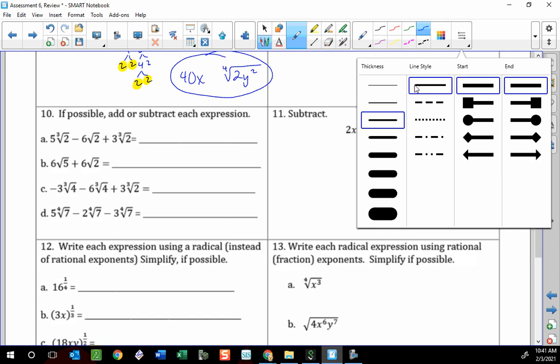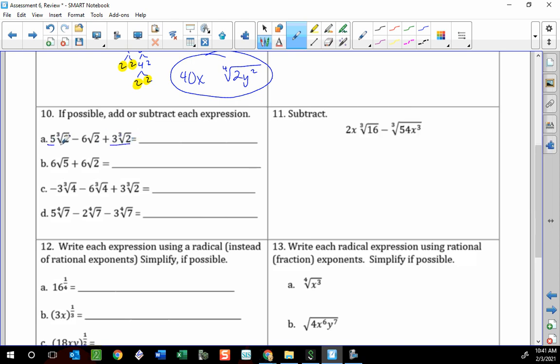So here we go. So this guy right here, if I look along here, 5 cube root of 2, I see another cube root of 2 over here. So this matches that. I can put those together. 5 plus 3 is 8. So I get 8 cube root of 2. This minus 6 square root of 2, it just sits there. 6 square root of 2. That's it. That's all I can do.